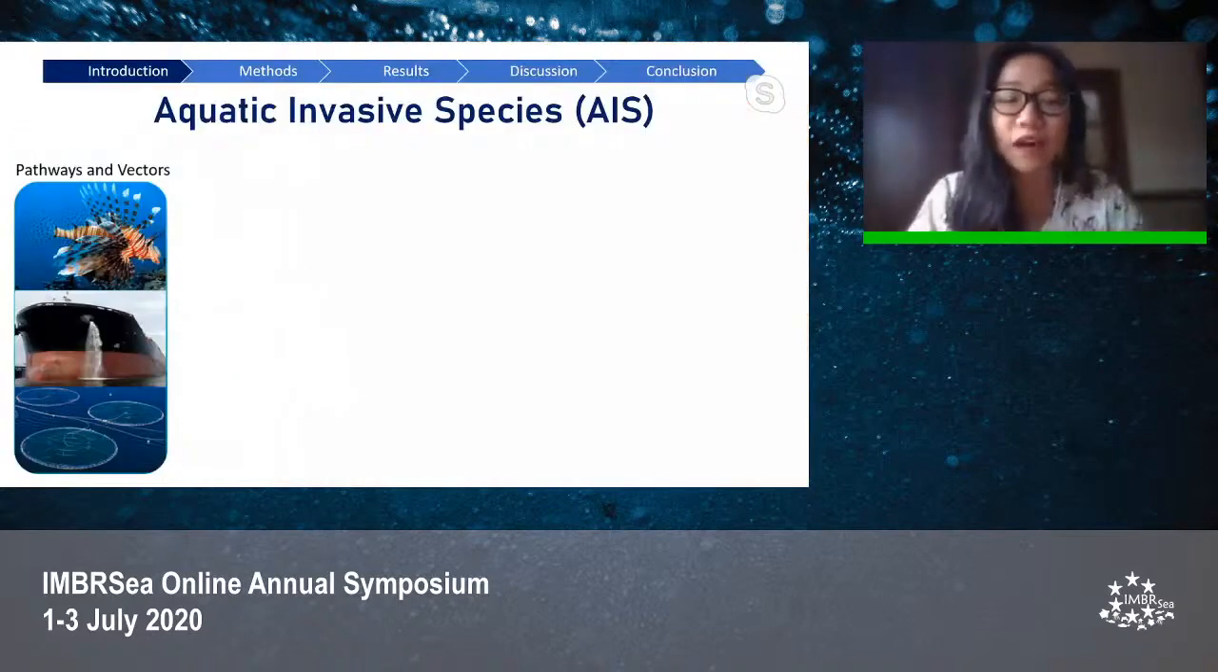So the global spread of aquatic invasive species, or AIS, poses serious threats by jeopardizing ecosystem services and impacting sustainable economic growth. Human-mediated pathways and vectors, such as intentional trade of aquarium species, ballast water from international trading, and aquaculture, have overcome biogeographical barriers that would have previously prevented species from successful invasion.